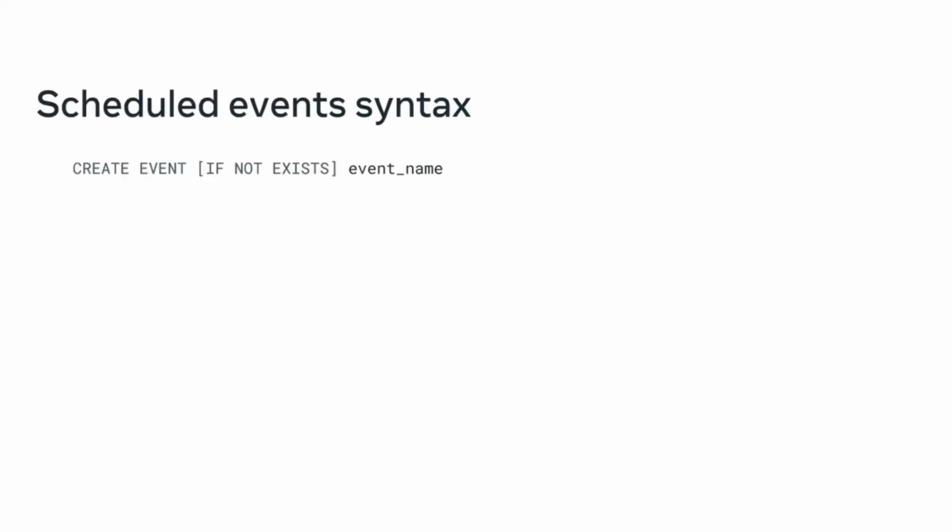First, create the event using the create event keywords. You can follow these keywords with if not exists. This tells MySQL to create the event only if it doesn't already exist. Then follow these keywords with a unique event name. Next, type the on schedule keywords and specify a scheduled time at which the event must occur. Then type the do keyword. This keyword is followed by the event body in which you specify the logic of the event using SQL statements.